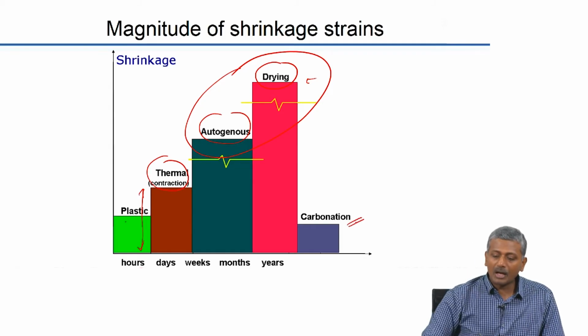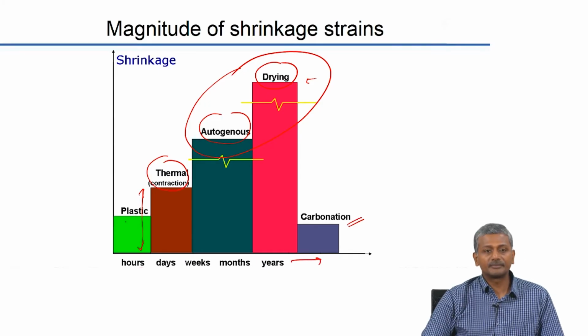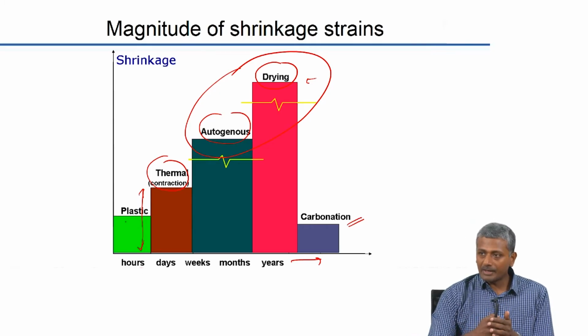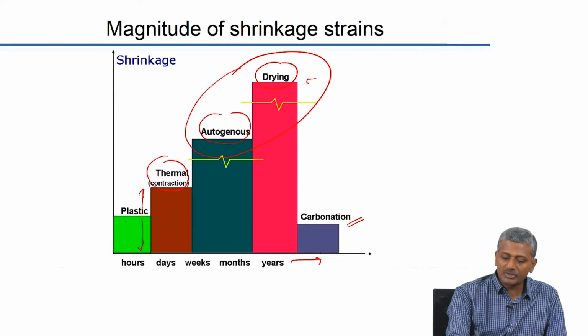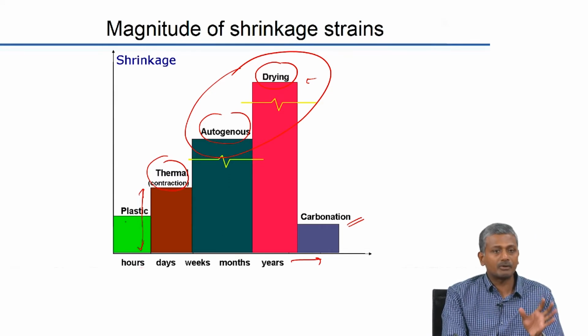In terms of carbonation shrinkage, this happens after several years. That means a substantial amount of carbonation or attack by carbon dioxide of the concrete should have happened before we see any significant increase in the level of shrinkage caused by carbonation. So the time period over which this happens is also significant from the point of view of understanding how this concrete will perform in the long term.